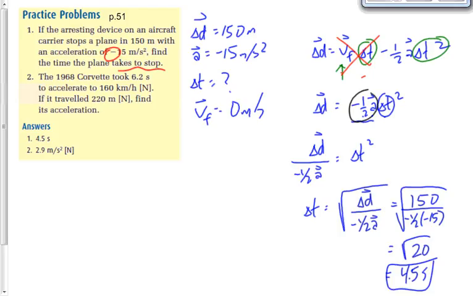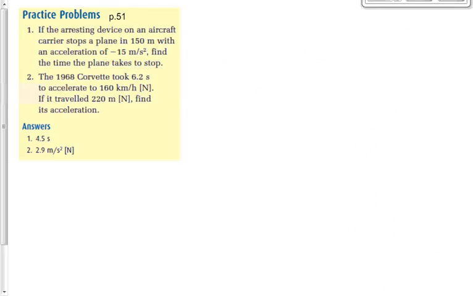I want to take a look at number 2 here. A couple of challenging questions today, hey? Number 2 says, the 1968 Corvette took 6.2 seconds to accelerate to 160 kilometers per hour, or 100 miles per hour. If it traveled 220 meters, what's its acceleration? All right, group A or group B? Definitely group B.